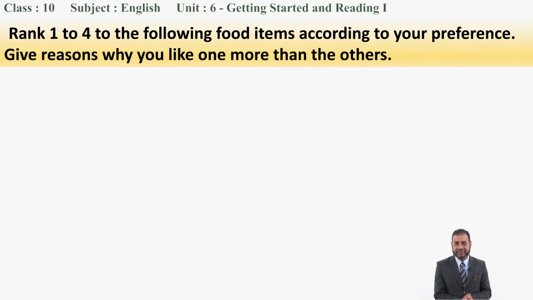What do you see there? Okay, there is an instruction for you. What does the instruction say to us? All of you read it, please. Okay, let me read it too. The instruction is: rank 1 to 4 the following food items according to your preference. Give reasons why you like one more than the others.